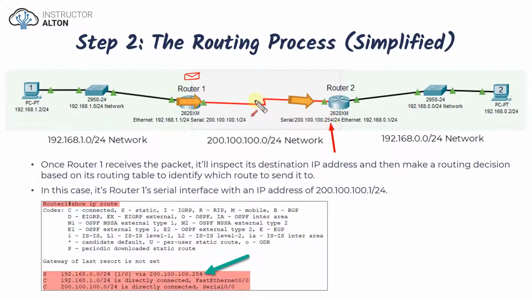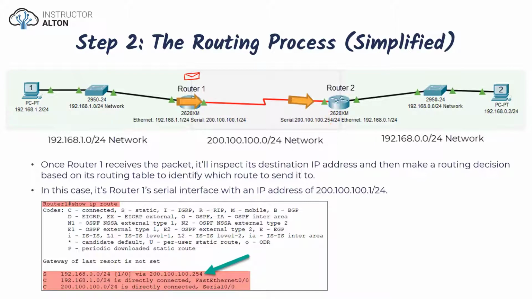And of course, it's already signified up here. So we know that we need to go from here to this interface. And I said this was a very simple example because there's only two routers. But let's assume that there was a third router or a fourth router. Then router 1 would have to look at the routing table and determine the most efficient manner to get it to router number 2 to deliver it to PC number 2. But in this example, it's just going to be this right here.